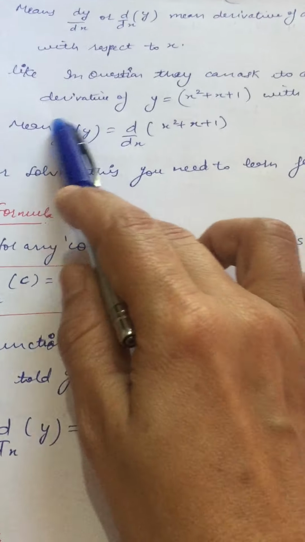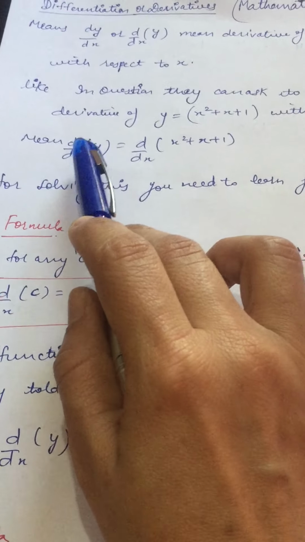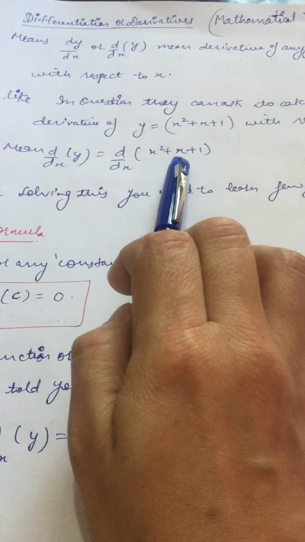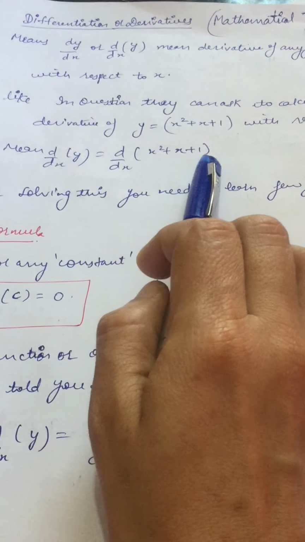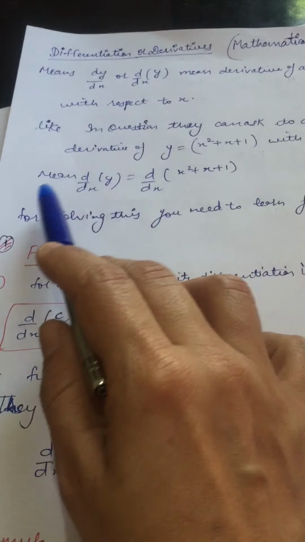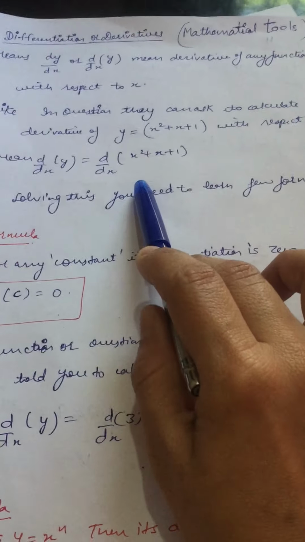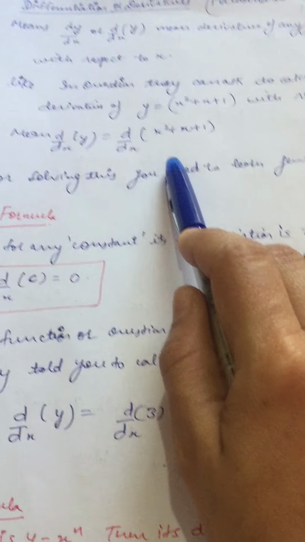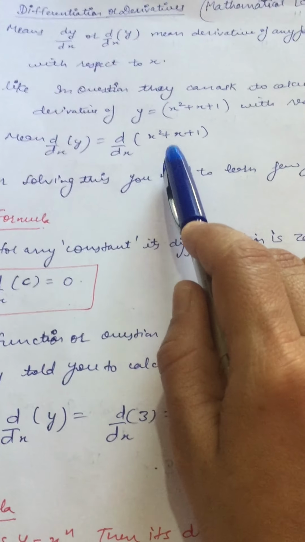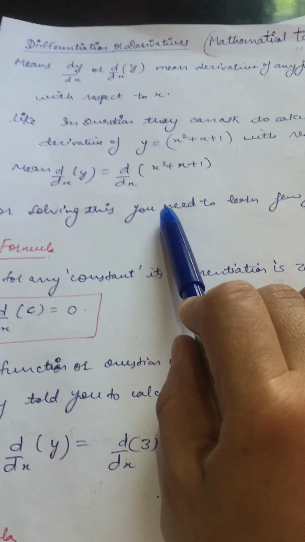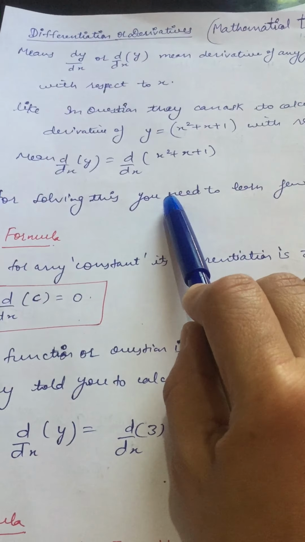So how you will write it? What will be the notation for that? You have to write dy by dx is equal to, put the value of y which is given in the question, x square plus x plus 1. Right? So for solving them, how to solve the derivatives of different functions, there are so many formulas. I will discuss with you one by one all the formulas, and then we will take their relevant examples so that the things will be clear to you.